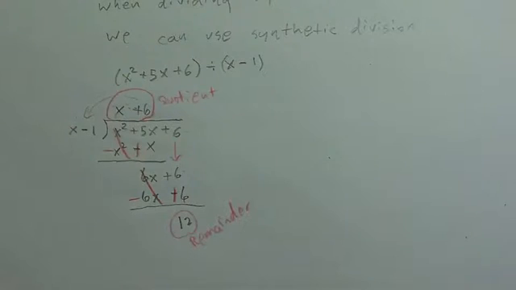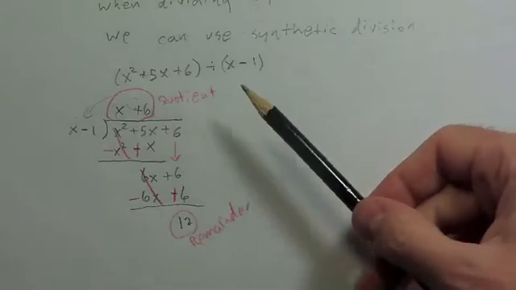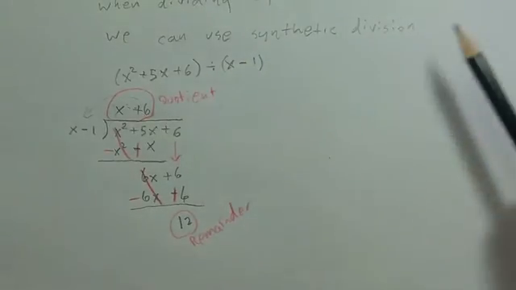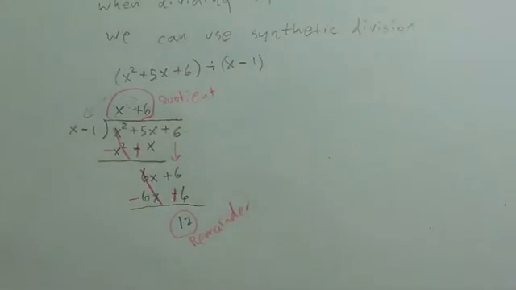That's all well and good, but it takes up a lot of space. We want to find a quicker way to do this. Now, keep in mind, this is only going to work when we're dividing by things like x minus 1, x plus 2, and x minus 3.